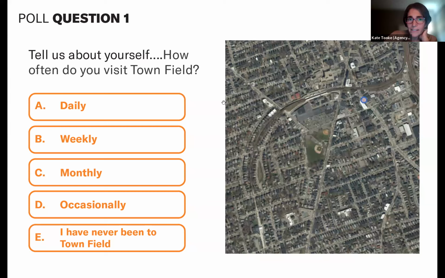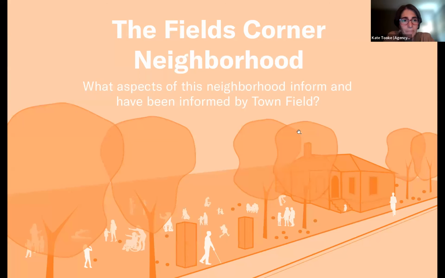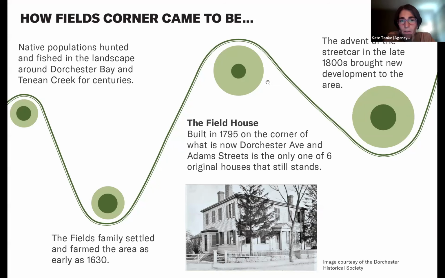So what we're going to do now is dive into a little bit of information about the history of Town Field, its context within the Field Corner neighborhood, and then some more detail about the park. We'll be sprinkling some questions throughout to keep you on your toes, and hopefully to have you share some important information with us. First, we want to start by thinking about what aspects of Town Field's history and culture inform where it is today.